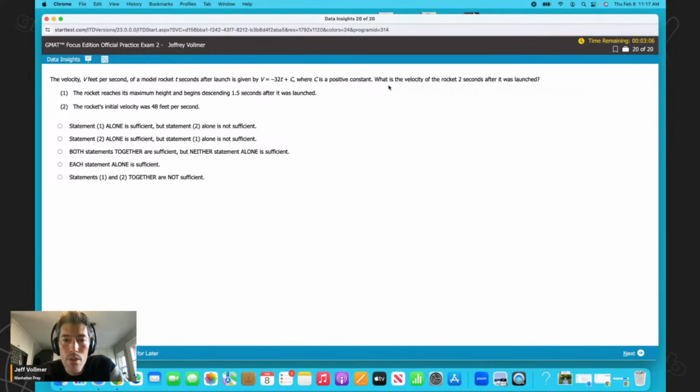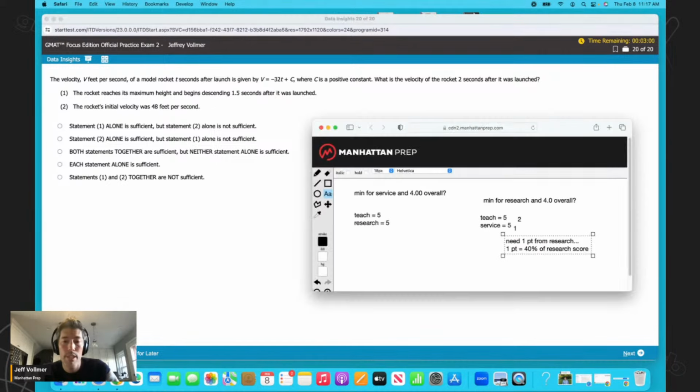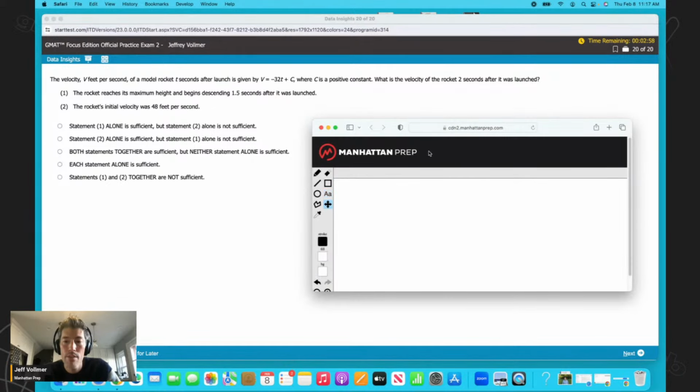All right, so it basically tells me t is going to be 2. Let me bring this back up. Right, it basically tells me t is going to be 2. So v is equal to here negative 32 times 2, which is negative 64. Okay, negative 64 plus c. Right. So if I want to figure out what v is equal to, I could also figure out what c is equal to. Right? Does anything tell me what c is? Right, that would be great.